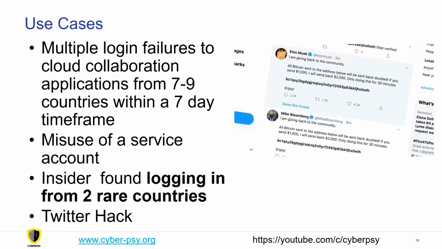Use cases: there were multiple login failures to cloud collaboration applications from 7 to 9 countries within a 7-day time frame. This happened for a multinational company, which is a suspicious activity that can be detected using user behavior analytics. This is an insider threat. And also, there are multiple cases of misuse of a service account. It happened for a famous hotel. And there are insiders found logging in from 2 rare countries, indicating a compromised account. That means their accounts got hacked or they would have shared their credentials with somebody.